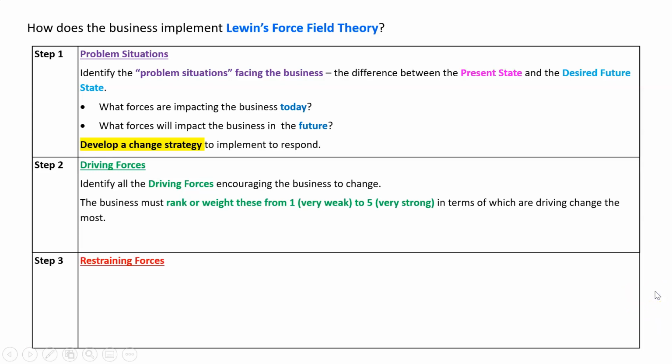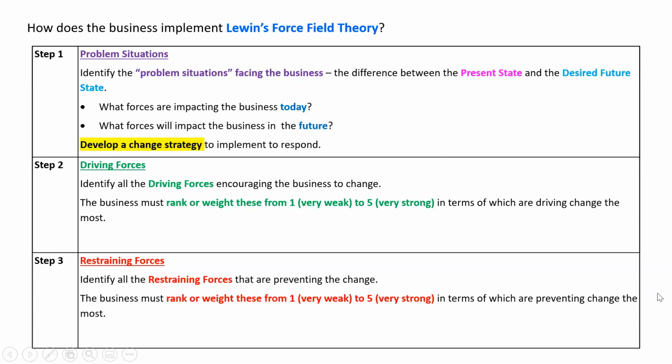Secondly, we're then going to go and do the same for restraining forces. We're going to identify them all, but then most importantly, we're going to rank or weight them from 1, very weak, to 5, very strong. And they're the things that are going to prevent us from changing. Then we have step 4.